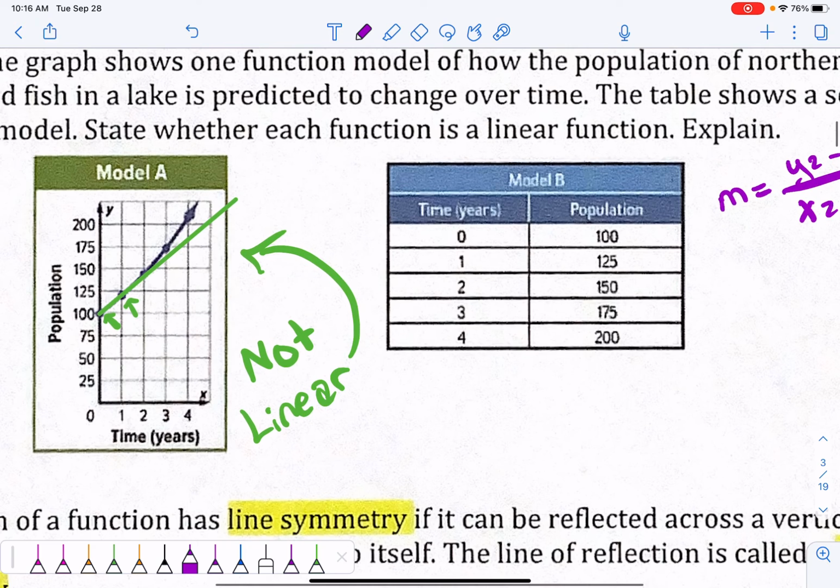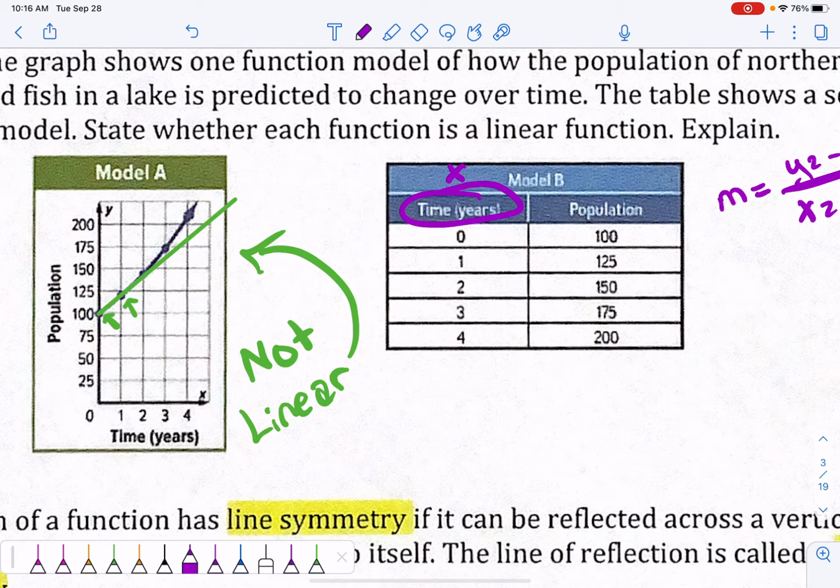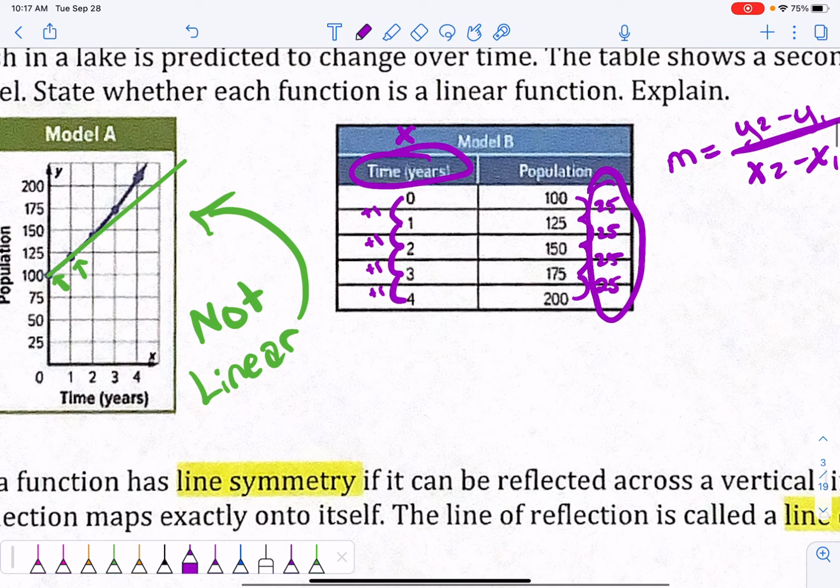So let's just take, and we always want to pay attention to the x variable. These are the x's, the times, and we make sure they're going up by a constant number. They are going up by ones each time, so we are good to go. We don't have to worry about that. But then for the y's, we look at each one and subtract them. So 125 minus 100 would be 25, we're adding 25, okay? 150 minus 125 is 25, 175 minus 150 is 25, 200 minus 175 is 25, so it doesn't matter. All of these numbers are exactly the same. And the fact that they're exactly the same tells me that this is yes, linear, okay?